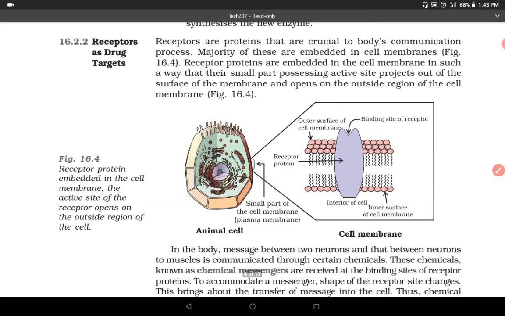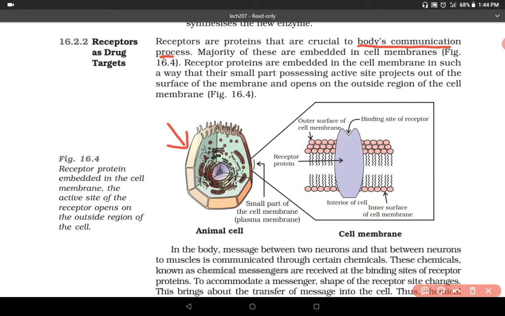These receptors are proteins that are crucial to the body's communication process. They are useful for the body's communication. The majority of these are embedded in the cell membrane. You already know what the cell is composed of; here is the cell membrane. The receptors are embedded in it.